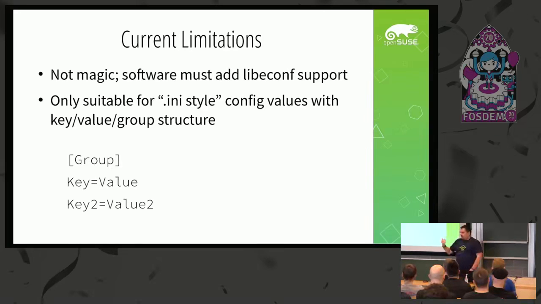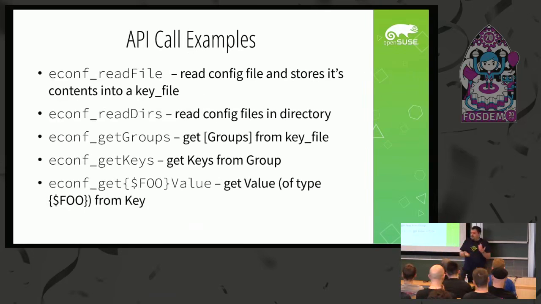I'm not going to give detailed code examples, and the API list is getting longer and longer. But at its core, there's 8 or so core API calls which do all of the work. econf_readFile reads a configuration file, takes all those key values, and dumps them in a key file for use elsewhere in your application. econf_readDirs basically does that, but for multiple configuration files in a directory. So that's what you would use for the foo.service.d equivalent. There's a function for enumerating the groups in there, which can be handy when you're looking for that one config nested in one group somewhere down the line.